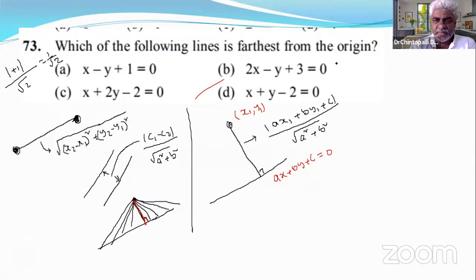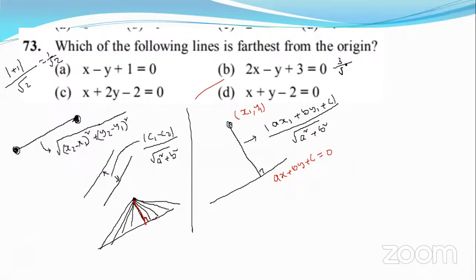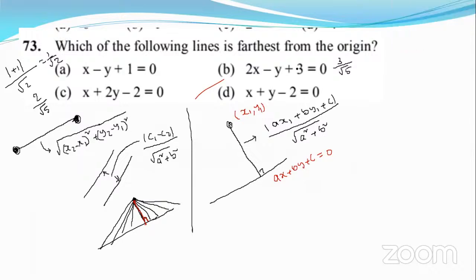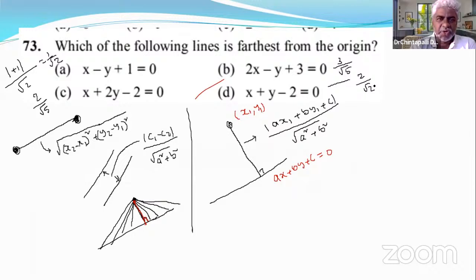The second distance is 2 times 0 minus 0 plus 3, by root 5... no, 3 by root 5. The third is mod of minus 2, which is 2, by root 5. And this one is 2 by root 2. Which is the greater value?